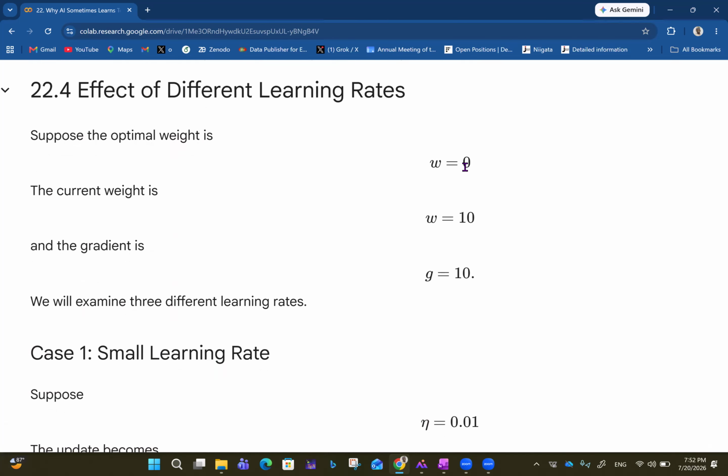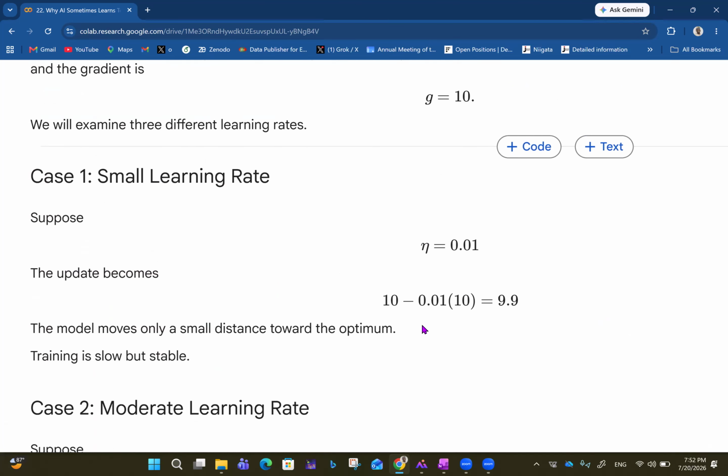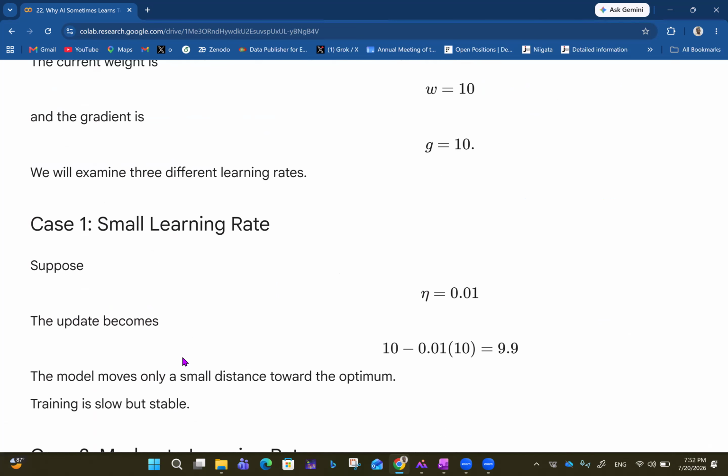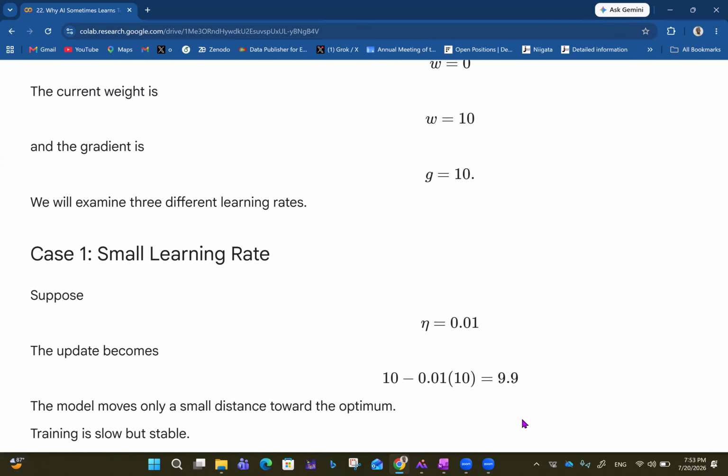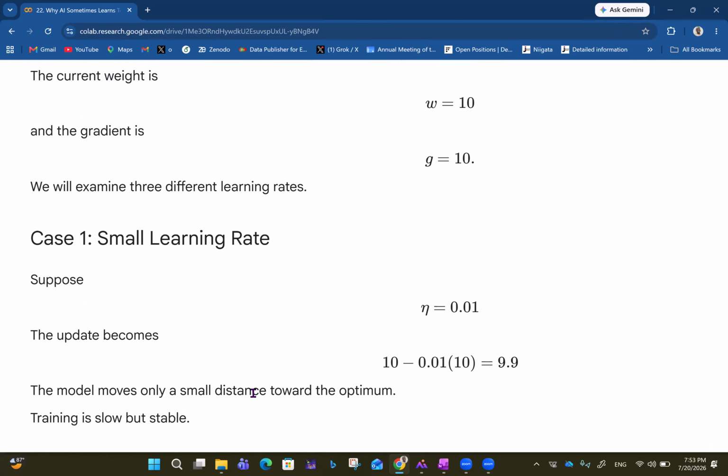Suppose the optimal weight W is 0, the current weight is 10, and the gradient is 10 also. We will examine three different learning rates. First, imagine a small learning rate, eta of 0.01. The update becomes 10 minus 0.01 times 10, that is 10 minus 0.1, which is 9.9. The model moves only a small distance towards the optimum. Since the optimum is 0 and you're at 9.9, that's really slow. So training is slow, but it is stable.